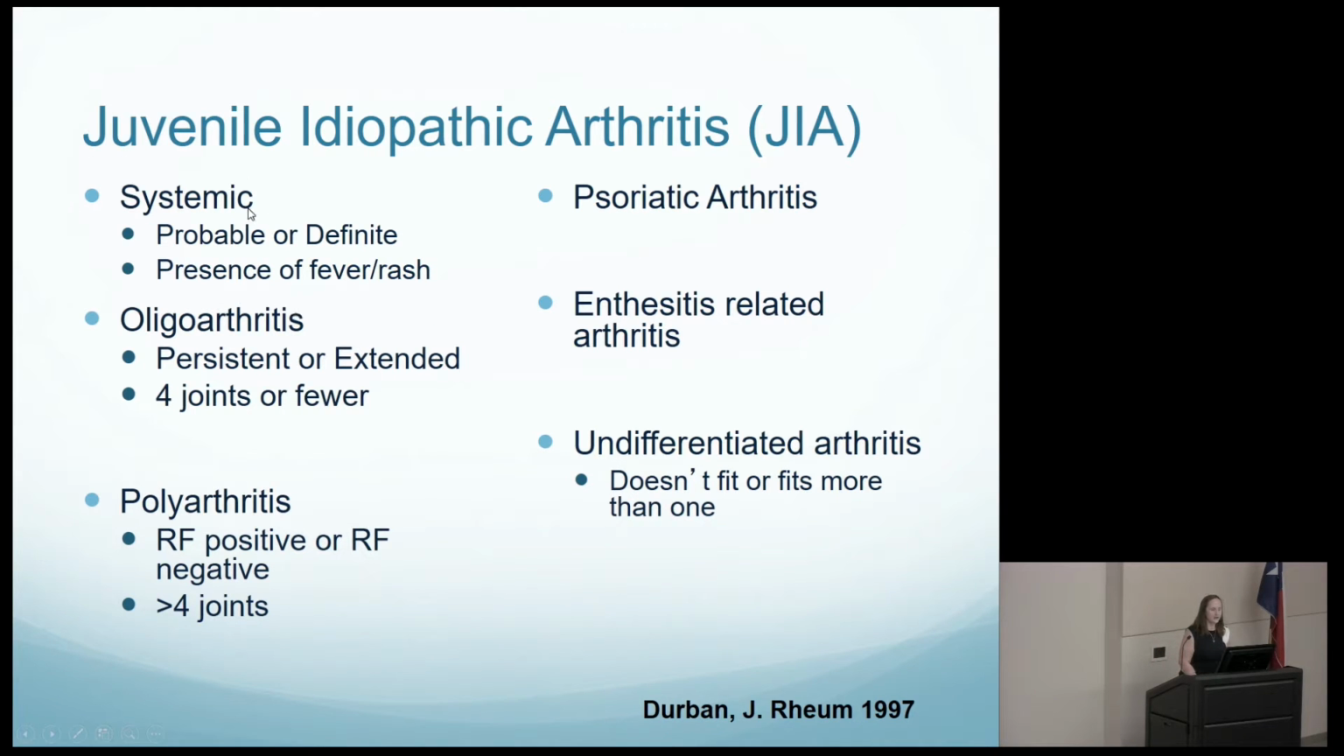So systemic arthritis is a form associated with fevers and rash. Oligoarthritis just means 4 or fewer. Polyarthritis just means more than 4. Psoriatic arthritis is a very specific subtype of arthritis with either personal history of psoriasis or family history. Enthesitis-related arthritis is really what goes on to become ankylosing spondylitis later on in childhood. And undifferentiated is just simply a grab bag category for all the different kinds that don't fit into the other categories. So we're going to actually focus on the main categories that are the most common today.